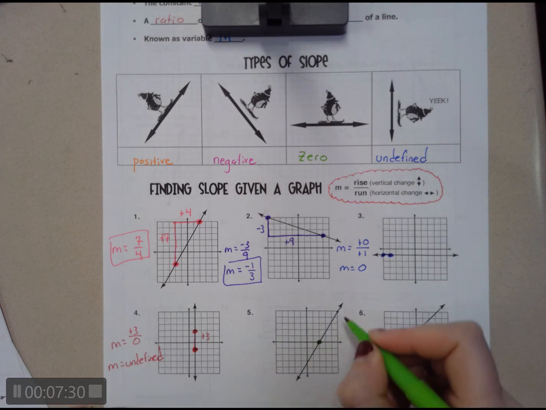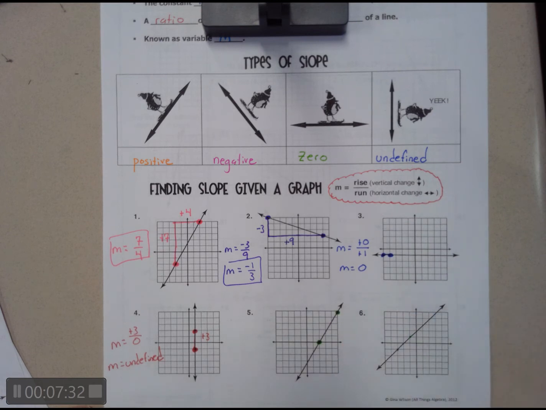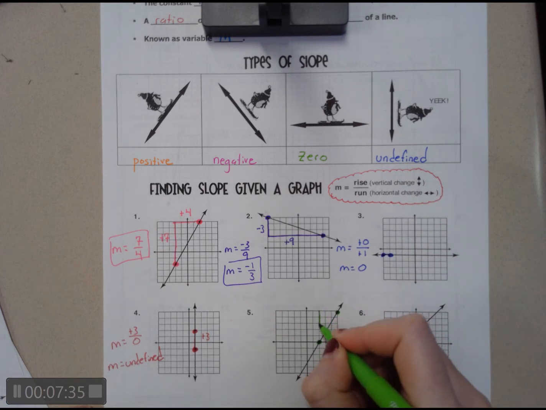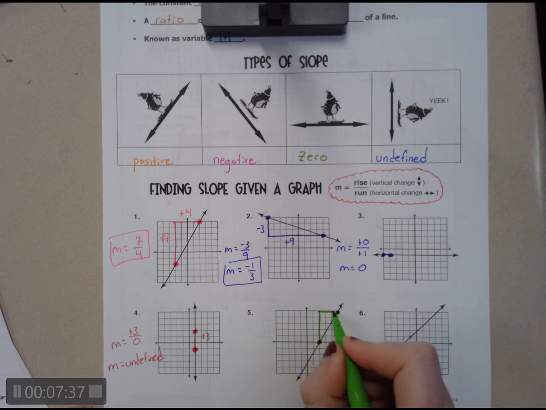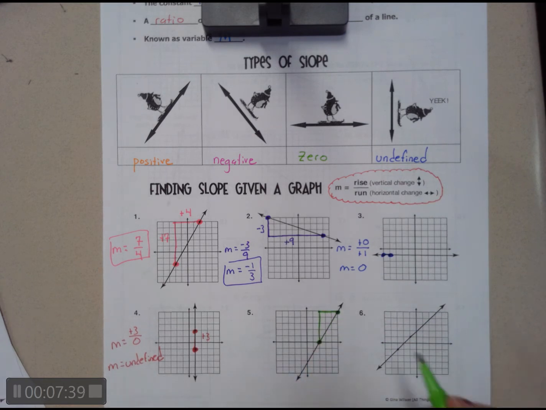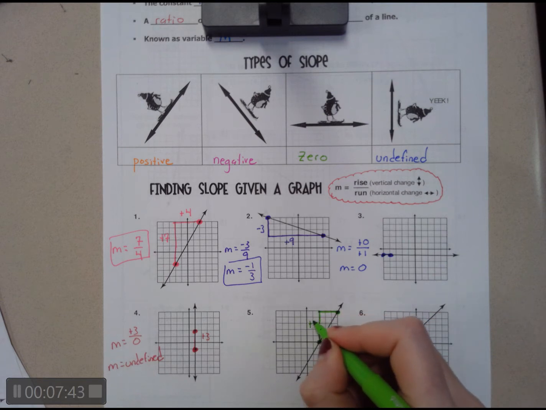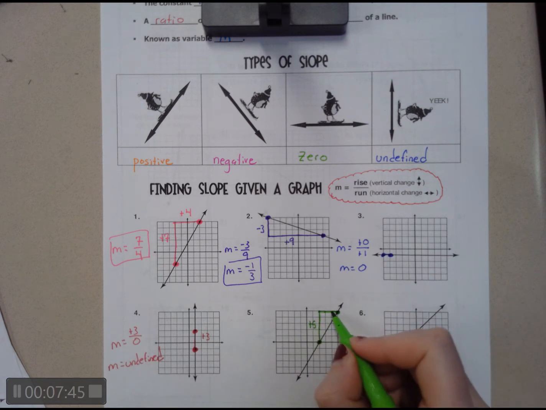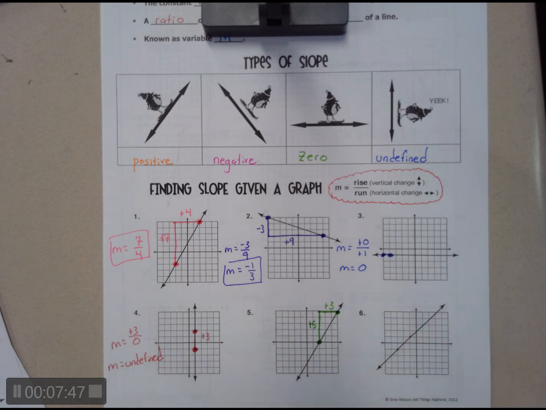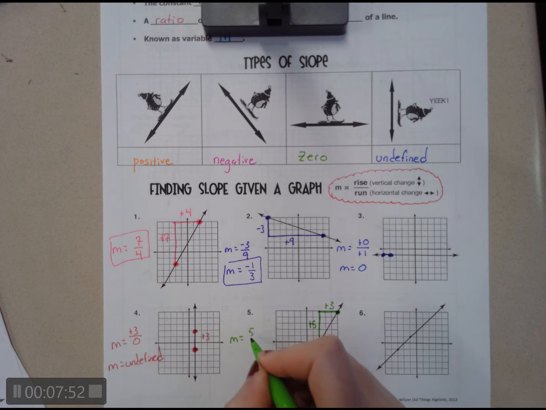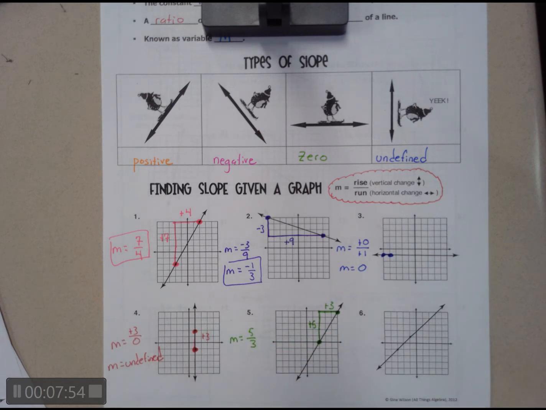This one is a positive slope, so our answer should be positive. And then again, you're going to draw your triangle from point to point. Count up 1, 2, 3, 4, 5. And over 1, 2, 3. Okay? And then it's our rise over run. So m is going to be 5 divided by 3.